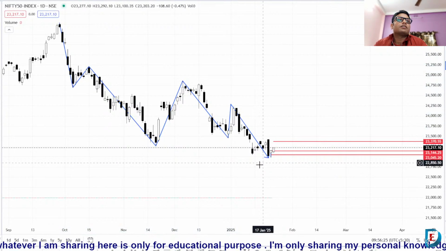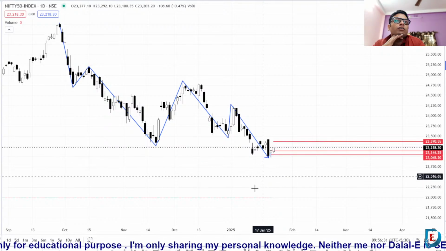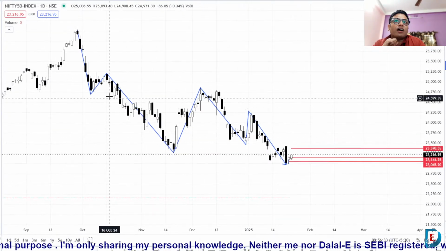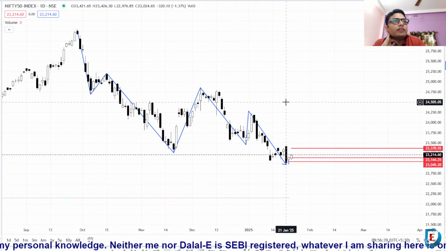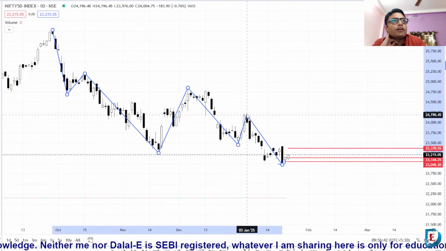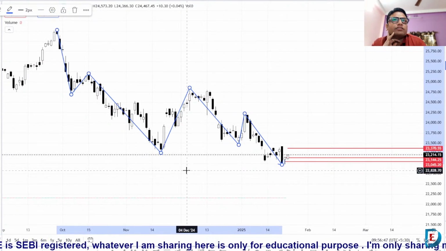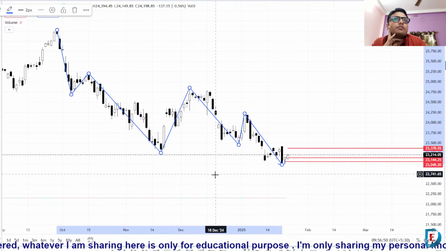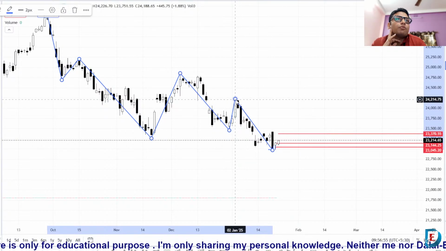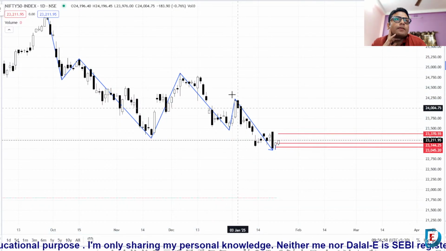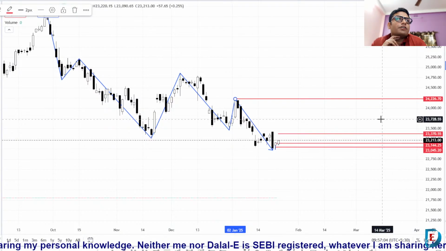This is a typical downtrend. The high was never broken. This was a high. This was the high. Price never closed above the previous highs. So we expect the market to correct further unless it breaks this point. 24,226.